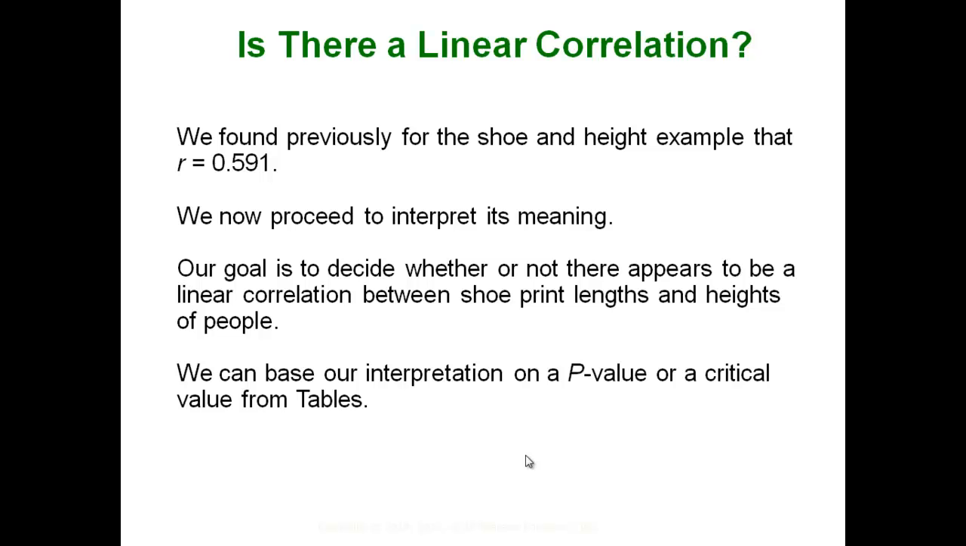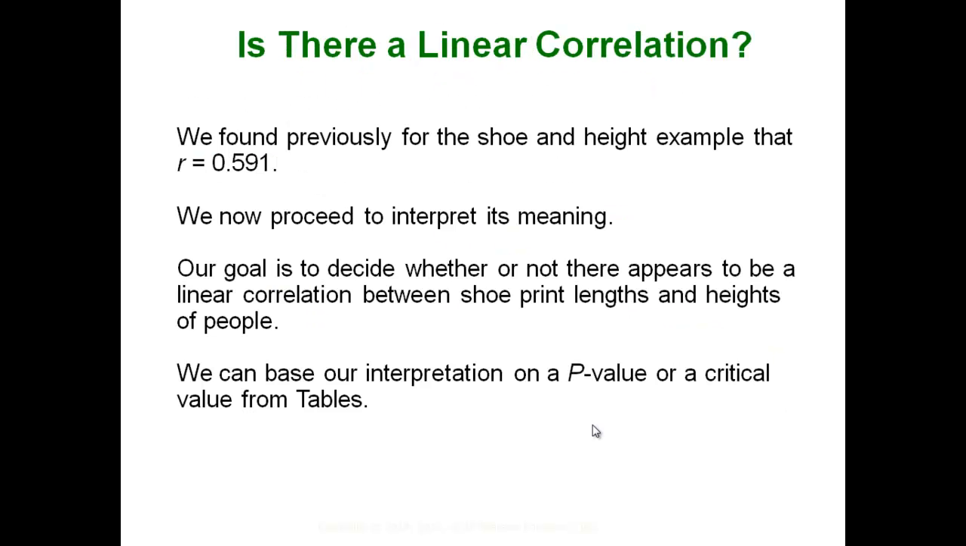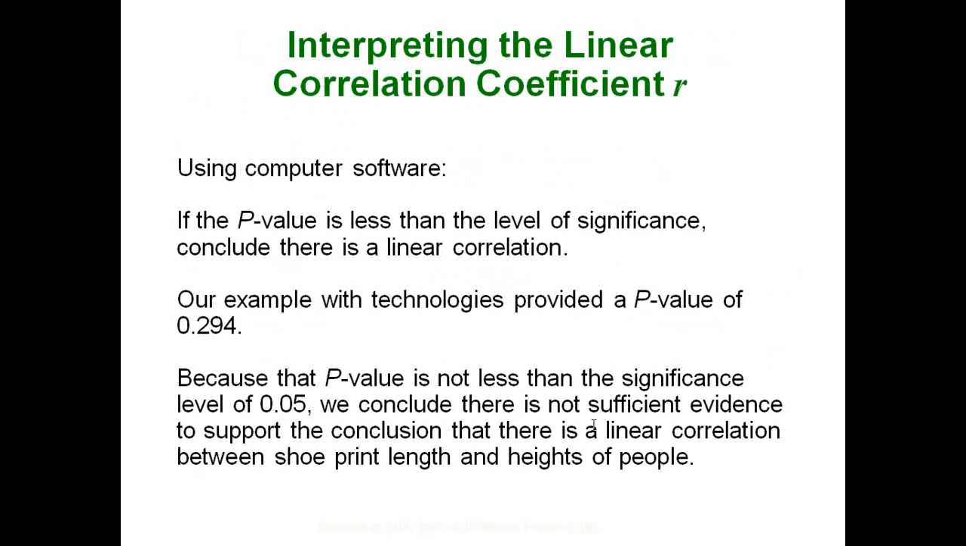Okay, is there a correlation? Right, well, we found our R to be 0.59. Now we need to interpret it. I like the p-value method. That's a pretty big P, right? 29%. Because the p-value is not less than our significance level, we conclude that there is not sufficient evidence to support the conclusion that there is a linear correlation.